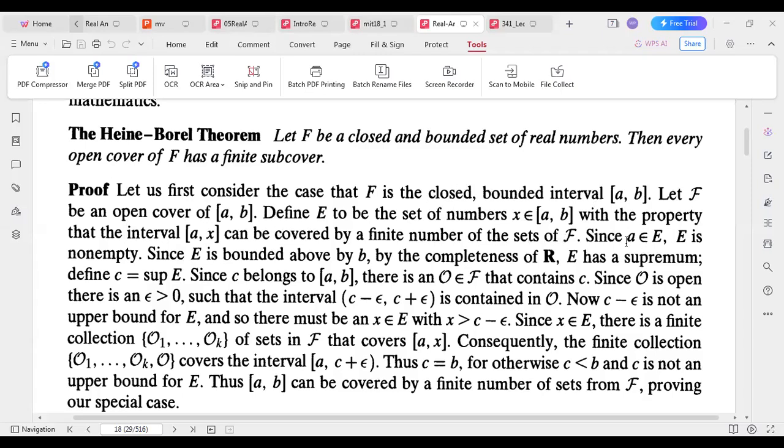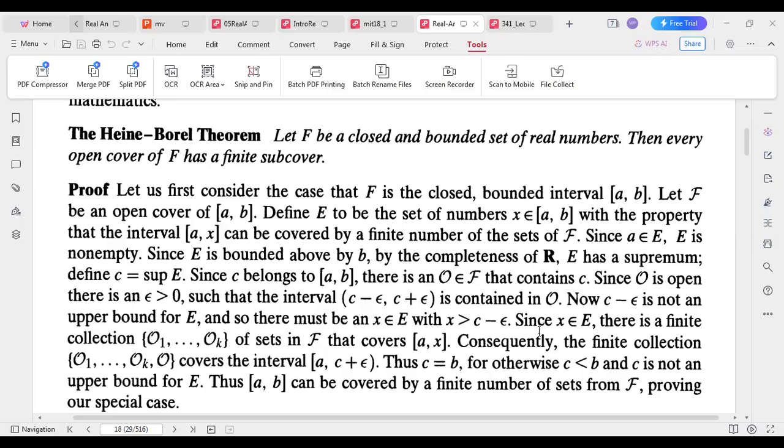Since a belongs to E, E is non-empty, and E is bounded above by b. By the completeness of the real numbers, E has a supremum. So define this supremum equal to c. Since c belongs to [a, b], there is an O belonging to curly F that contains c. Since O is open, there is an epsilon greater than 0, which is very small, such that the interval (c - epsilon, c + epsilon) is contained in O.